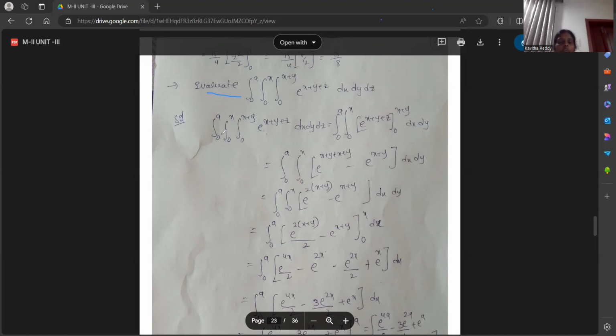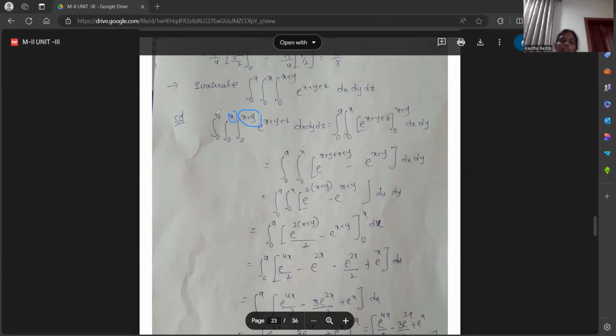Integral of 0 to a, integral of 0 to x, integral of 0 to x plus y. So e power x plus y plus z is a function in terms of x, y, z, but what are the limits here? Observe here, limits are 0 to x plus y, 0 to x, 0 to a. Observe your limits are in terms of x plus y, meaning limits in terms of x and y. That's why you need to integrate with respect to z. Then again your limits are in terms of x.